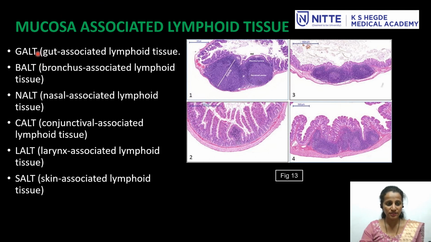Here are the examples of the mucosa-associated lymphoid tissue. When it is associated with the gut, it is called GALT. Bronchus-associated lymphoid tissue is called BALT. Nasal-associated lymphoid tissue, conjunctival-associated lymphoid tissue, larynx-associated, and skin-associated lymphoid tissue.